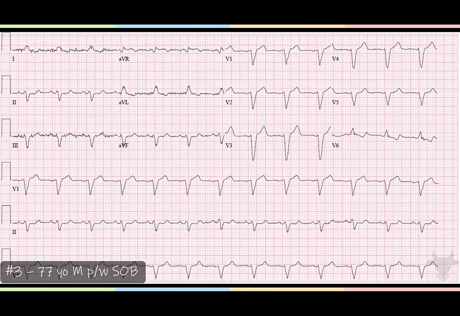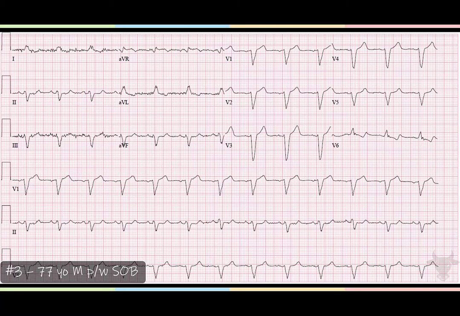A 77-year-old male presented with shortness of breath. So let's use our stepwise approach here. Let's calculate the rate. I'm going to find a QRS on the bottom here that falls right on a large box. So right here, 300, 150, 100, 75, a little bit faster than 75. Let's say 80. The rhythm: I see a P for every QRS and a QRS for every P. I notice that the P wave is upgoing in lead 2 and downgoing in aVR, so it looks like a normal P axis as well. So this is a sinus rhythm.